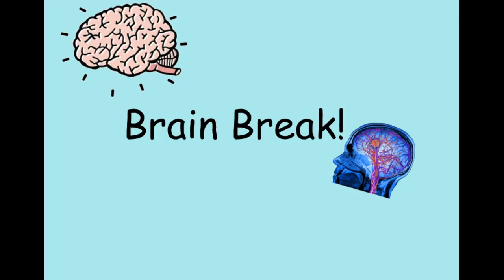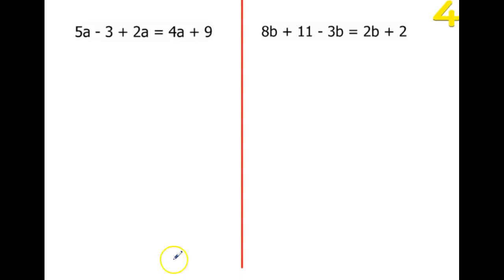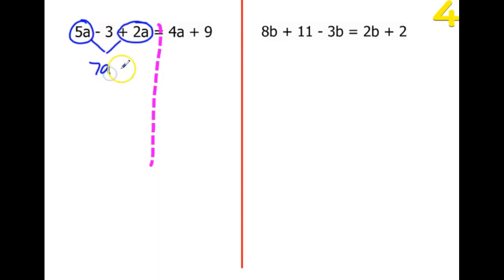If you need, take a little break and then continue on with the next half here. On this next one, we're doing the same thing. We can't distribute, there's no parentheses, so we're going to combine our like terms first. 5a plus 2a, can't do this one because it's on the other side. 5 plus 2 is 7a, then we just have minus 3 equals 4a plus 9.